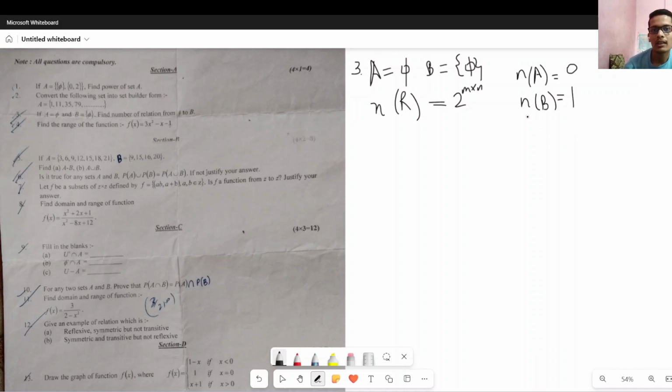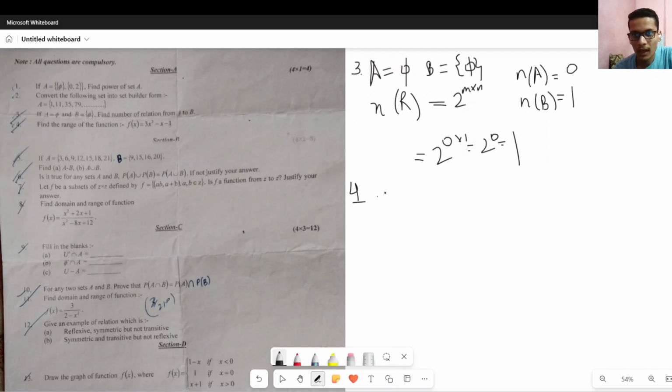Most of the students might write the answer as 0 without even thinking, but that's not correct because here we are talking about the number of relations. And if we go by the formula, here it will be 2 raised to power 0 multiplied by 1. And that will simply give us 2 to the power 0, which is equal to 1, which shows that the sets given in question number 3 form only one relation from the set A to the set B. Okay, now let's move forward to the next question.